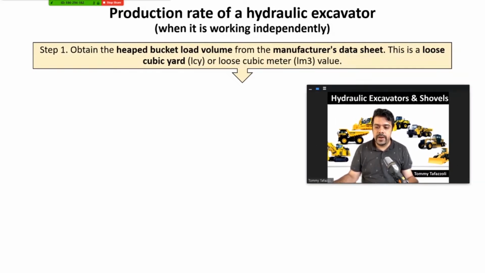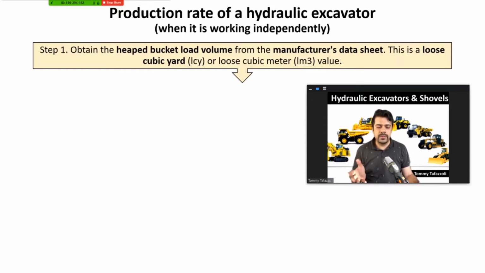Then to find the production, you should follow these steps. Number one, you should find the capacity, the heaped bucket load volume, or the capacity of the bucket. That information is most of the time given to us by the manufacturer. For each machine, there is a manufacturer data sheet, and that is given to us.